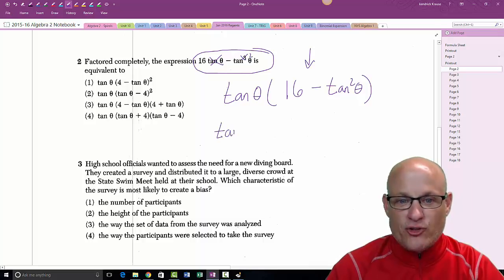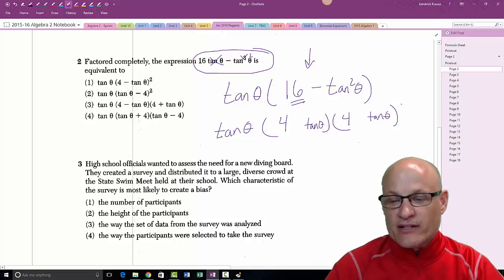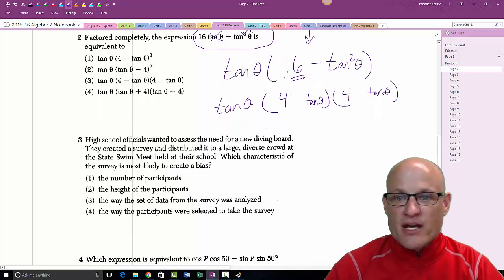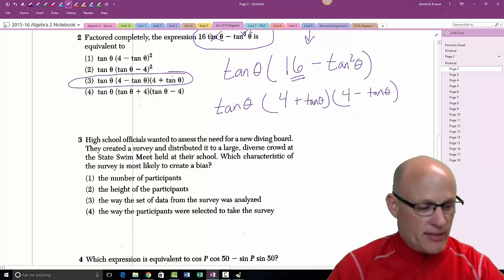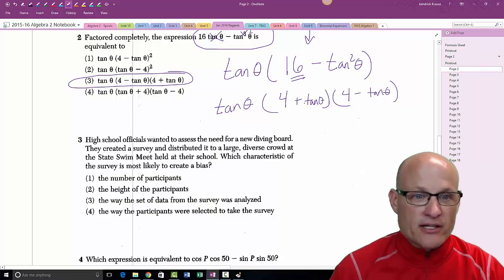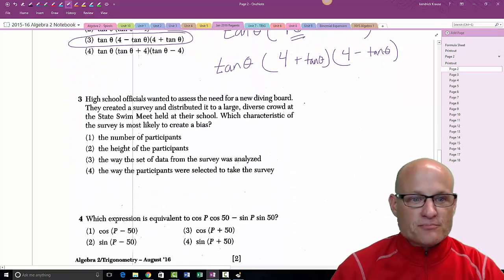So we can factor that. 16 is 4 times 4. Tangent squared theta is tangent theta times tangent theta, and hopefully my big head's not in the way here. And then one's plus and one's minus. So we will be looking at choice 3. Let me make sure. 4, 3. Did I get this right so far? So far I'm good. All right.